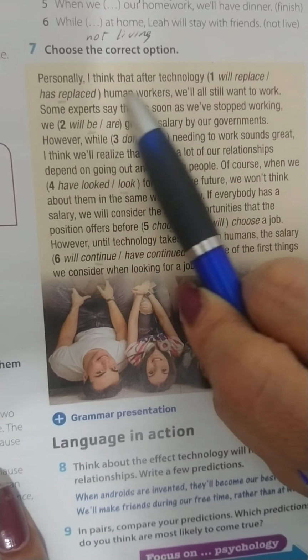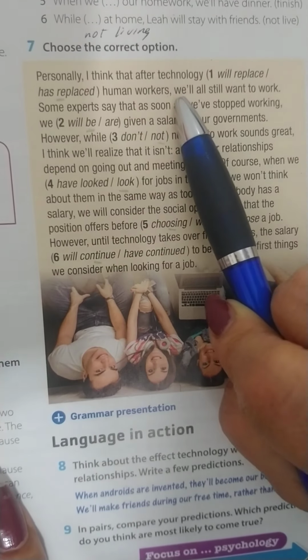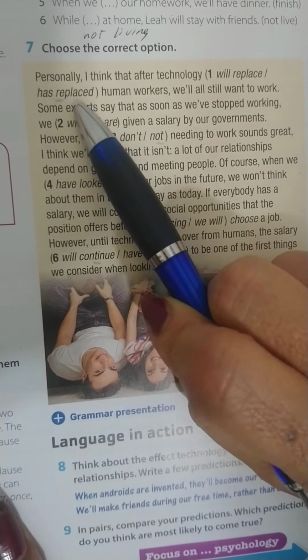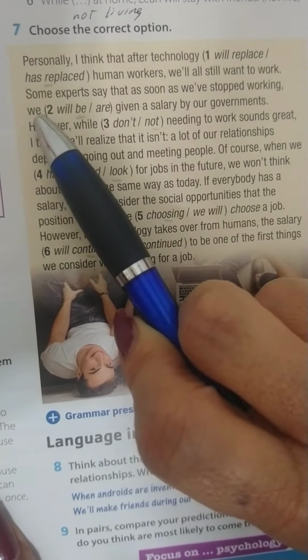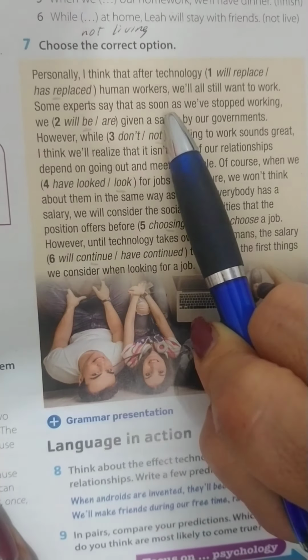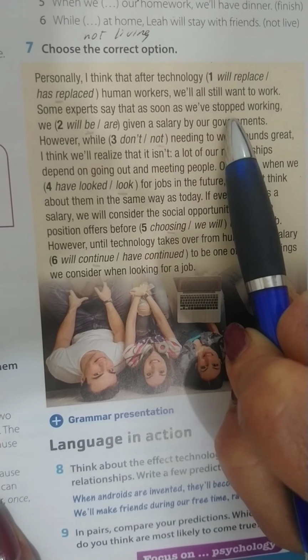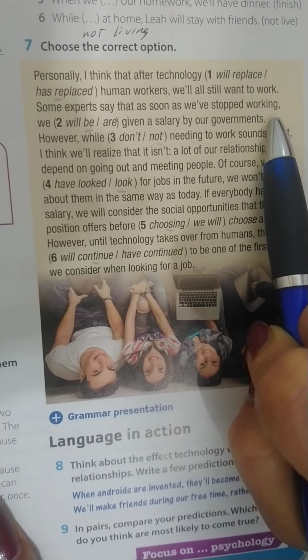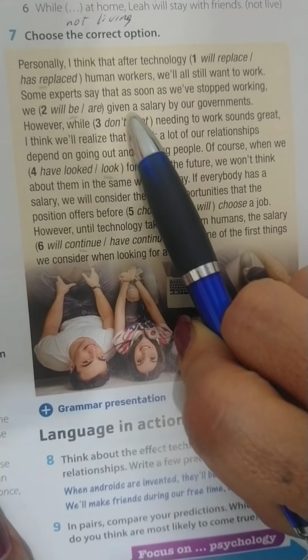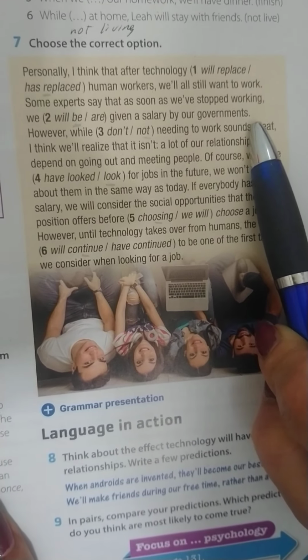In this case, this action has just finished and this will continue. That's why we use present perfect and then future. Some experts say that as soon as, here we have another adverb, we have stopped, this is present perfect, working, the next one has to be in future. We will be given a salary by our government.